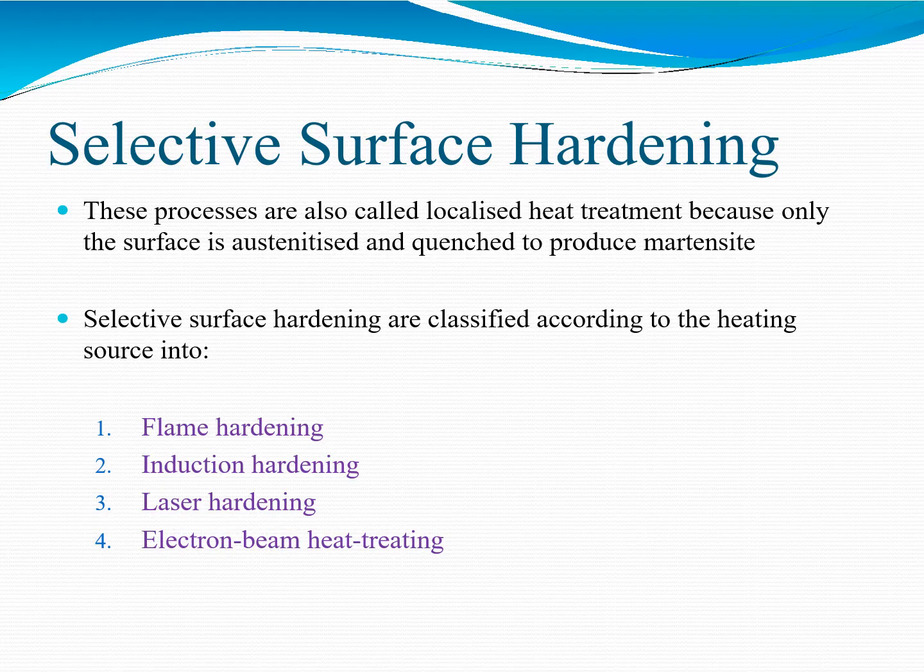Next one is selective surface hardening. This process is also called localized heat treatment, because only the surface is austenitized and quenched to produce martensite.